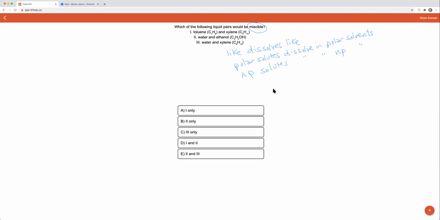Okay. So like dissolves like. What we need to think about here with these sets is: is this polar or nonpolar? Is this polar or nonpolar? And the same thing for each pair.